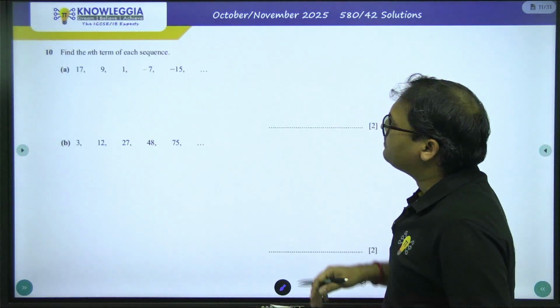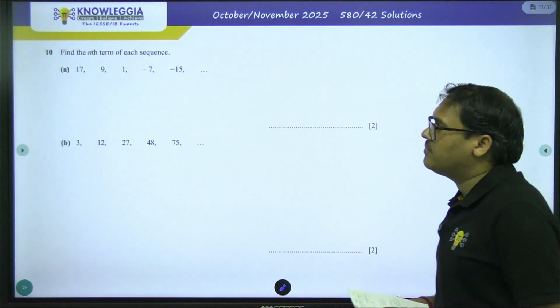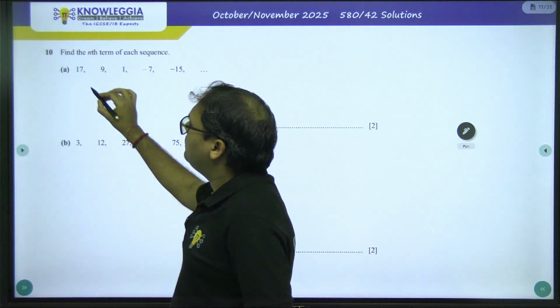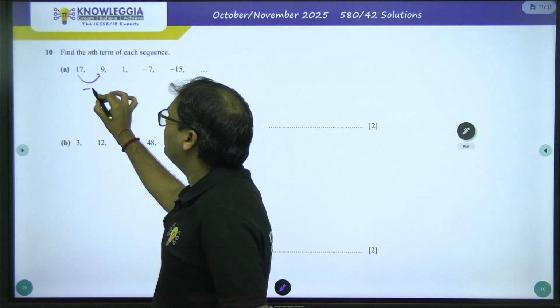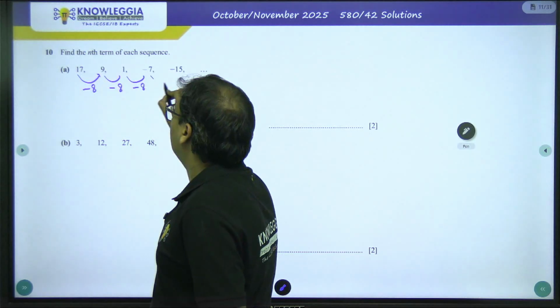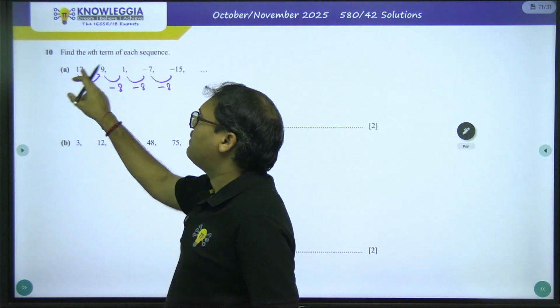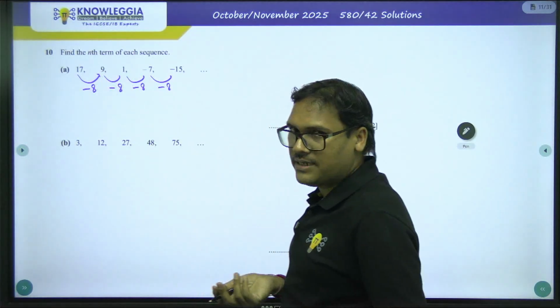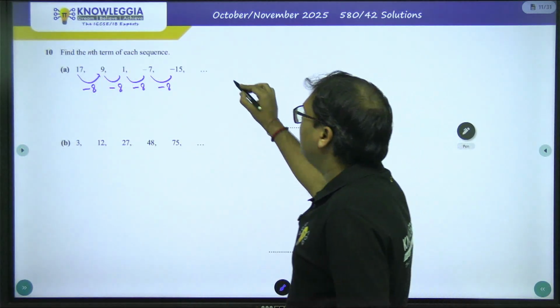This one is the nth term of the sequence. First, what kind of sequence is this? You can see if I add -8, 9 minus 17 is minus 8, 1 minus 9 is minus 8, and so on. That means this is a linear sequence.